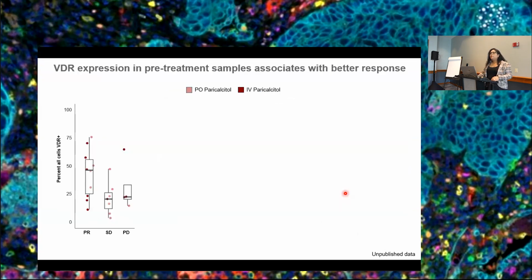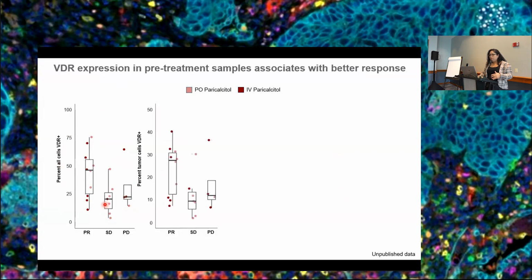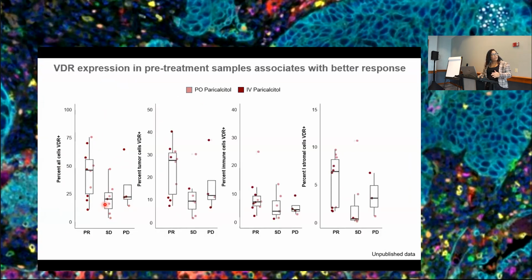Additionally, we asked if VDR, or vitamin D receptor, expression in pretreatment samples would predict better response to vitamin D treatment. And what we see is that higher VDR expression trended to have a better response in comparison with lower VDR expression. This was true if we assess all cells, and when we stratified across the main different cell types, we also saw the same trend. However, it was more prominent for tumor and stromal cells, reassuring our hypothesis that treatment with vitamin D could make these fibroblasts less active.